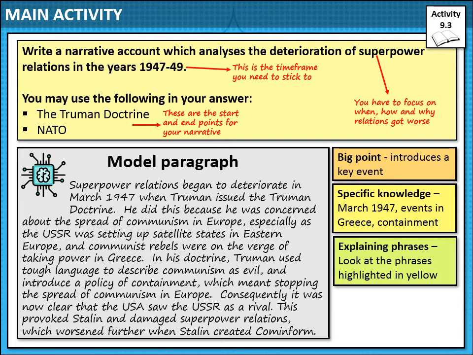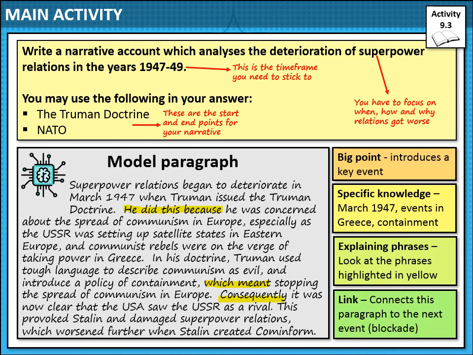She also uses explaining phrases. Now, in particular, we're going to pick out a few here that are really, really good ones. Here's one: "He did this because." So she's explaining why Truman took that action. Here's another one: "Which meant." So she's explaining what something means. Here's another one: "Consequently." So all the way through this, our student has tried to explain why things happen and why they made superpower relations worse.